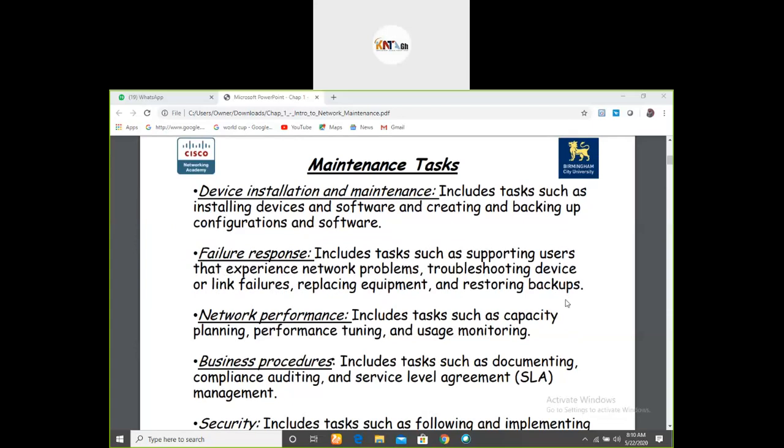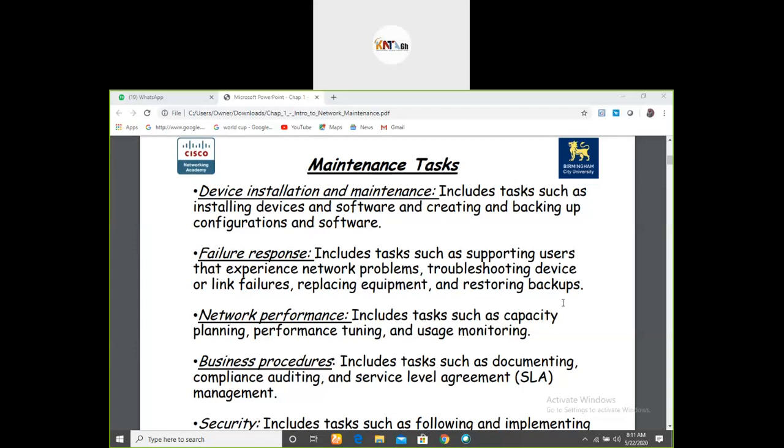The first assignment is device installation and maintenance. Now, this includes the installation of devices and software and creating backup configurations and software. In the first place, the network is made of physical and logical topologies. The physical topologies are the physical machines, and the logical topologies are the services and the software that run the hardware. So if you don't install the hardware itself and then the software, or provide upgrades or backing up your configurations, you cannot maintain your network. So device installation and maintenance is one task that will have to be performed as a network administrator or a network technician in the maintenance of computer networks.